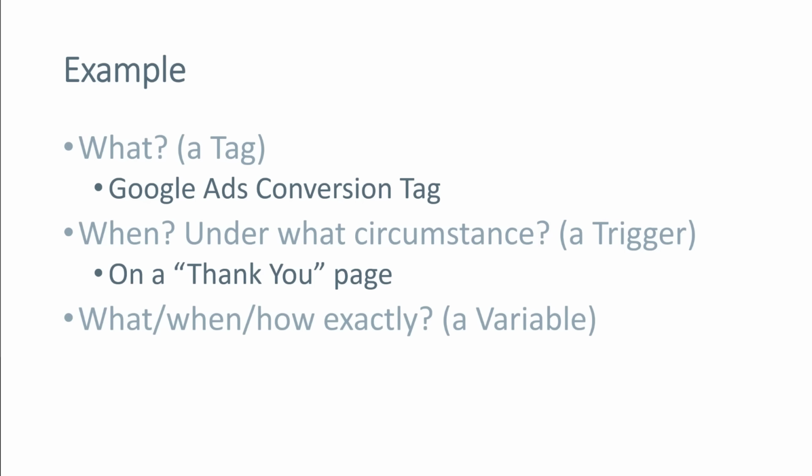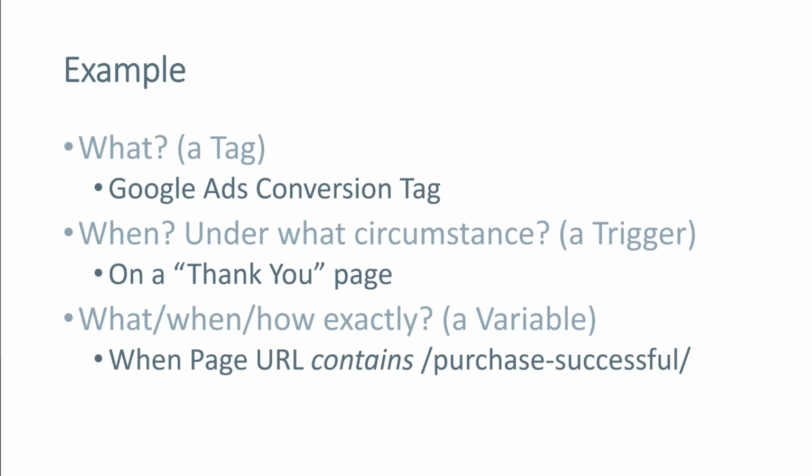And then when exactly, or what exactly, or how exactly. In this case, the when exactly would be when the page URL contains purchase successful. So the page URL in this case is the variable. But also with that conversion tag, we could send the value of the order total. How much money did the visitor spend on our site with that purchase? So another variable could be order total, because it contains a monetary value of the purchase.